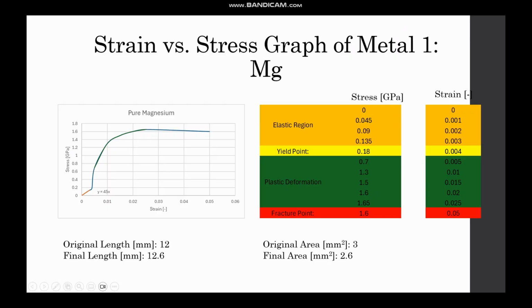Strain versus stress graph of metal 1, magnesium. Here we have our graph of pure magnesium. We have the stress values in gigapascals on the y-axis, and we have the strain values on the x-axis. And we also have the values for the elastic region, the yield point, plastic deformation, and the fracture point. We also have the original length, original area, and the final area as well.